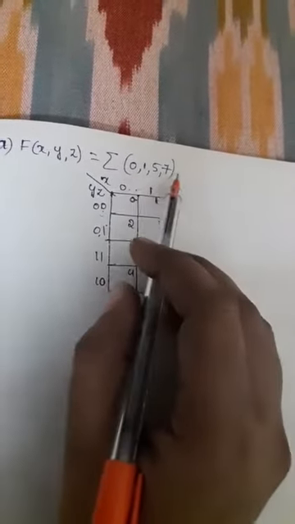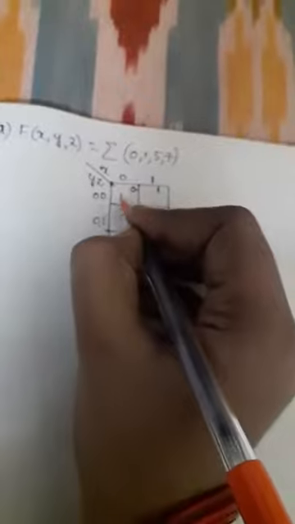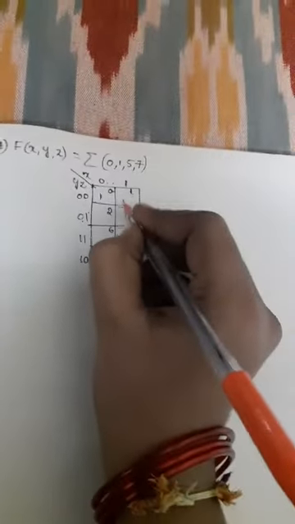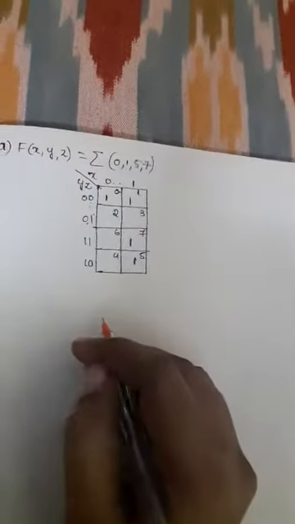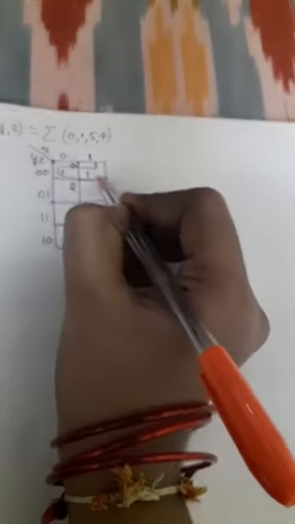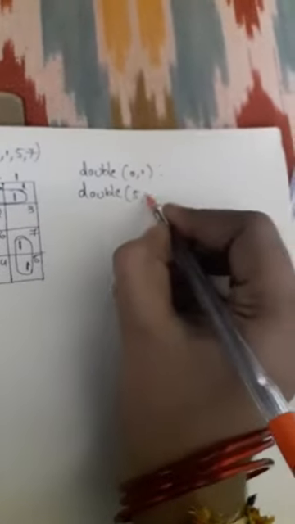That means which cells contain 1: the first one is 0, the next one is 1, the next cell 5 contains 1, and 7 also contains 1. After identifying these cells, the next step is grouping the cells, right? Directly we can say that here one double is possible and here one double is possible. So totally we are getting two doubles. The first double is cell numbers 0 comma 1, and the second double is 5 comma 7.